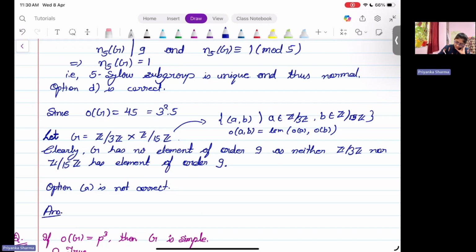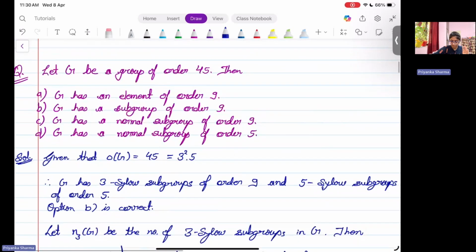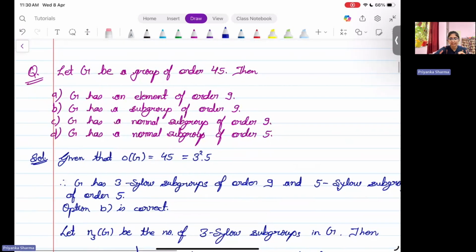So what is the answer? B, C, and D. These three statements are true. So actually, this was a question of multiple correct. So options B, C, and D are correct and A is incorrect.